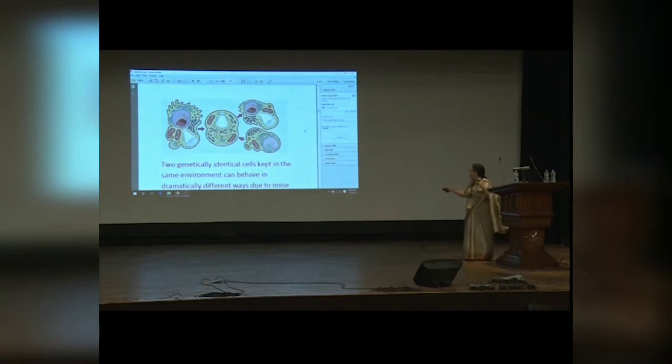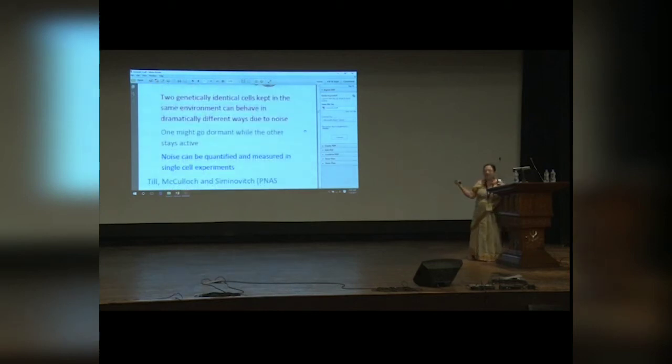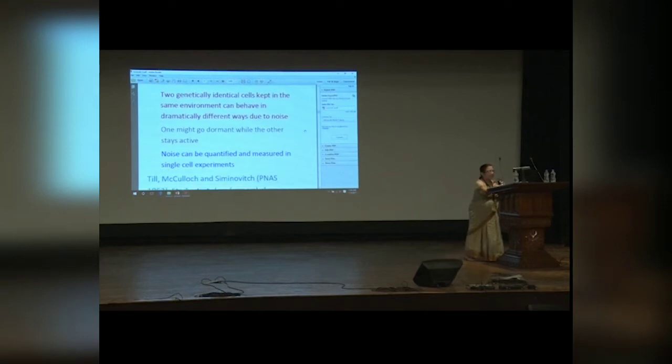Two genetically identical cells kept in the same environment can behave in dramatically different ways due to noise. This is the mother cell and these are the daughter cells. So one daughter might go dormant while the other stays active. So this is a cartoon for noise, and noise can be quantified and measured in single cell experiments.